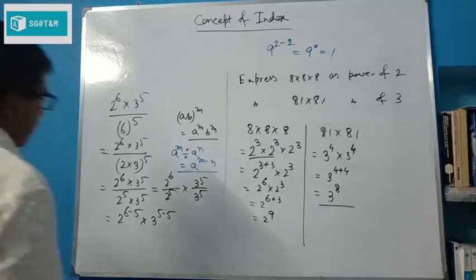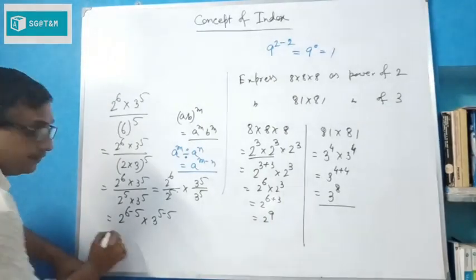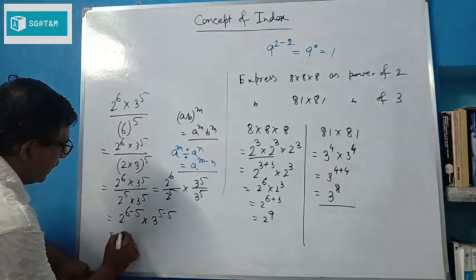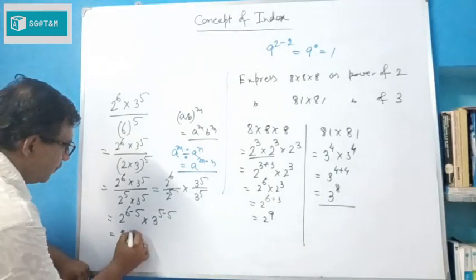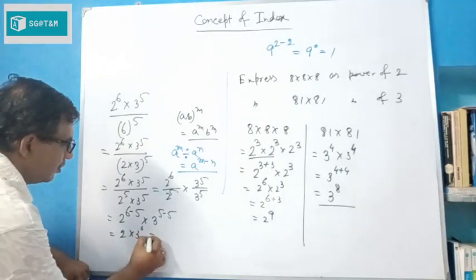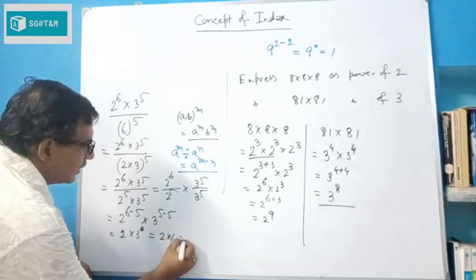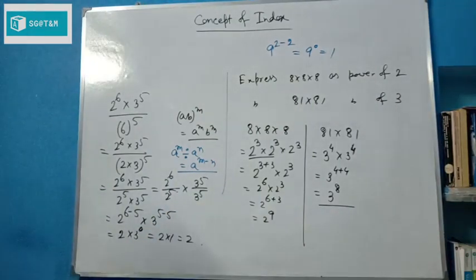So this is 2 to the power 6 minus 5, that means 2 to the power 1, that is 2, and 3 to the power 0 means 1, it is known to all of us now. 2 into 1, that is equals to 2. So answer will be 2.